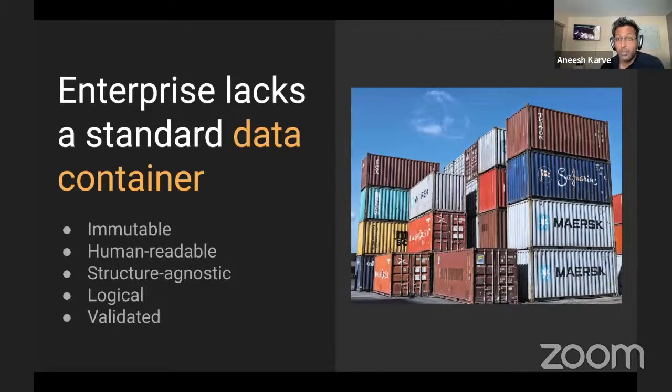The second one is human readability. It's not just enough that you store the data and the data can't change. People who don't write code or people who don't have time to write code need to be able to go in and spot check and understand the data. The container should be structure agnostic, right?